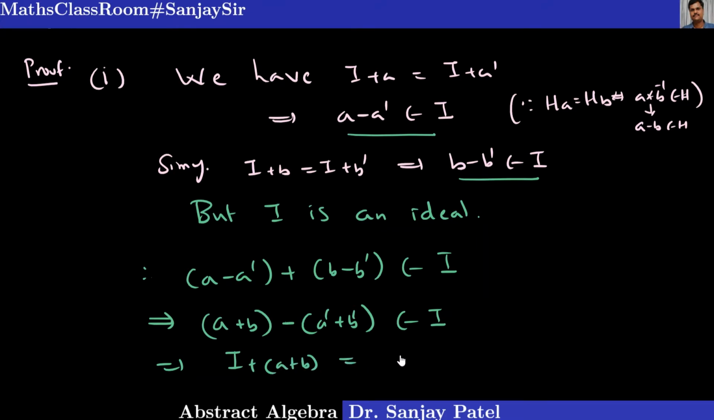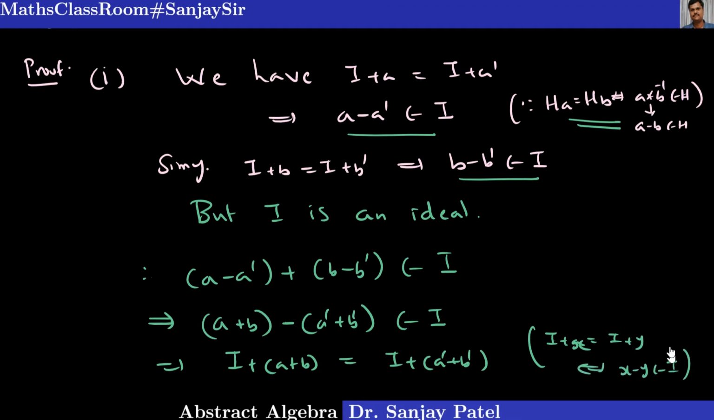So I + A + B is equal to I + A' + B'. I'm using this result again and again for cosets. This result we can write in terms of cosets of rings like this: I + A = I + X = I + Y if and only if X − Y belongs to I. So it is similar to this result.